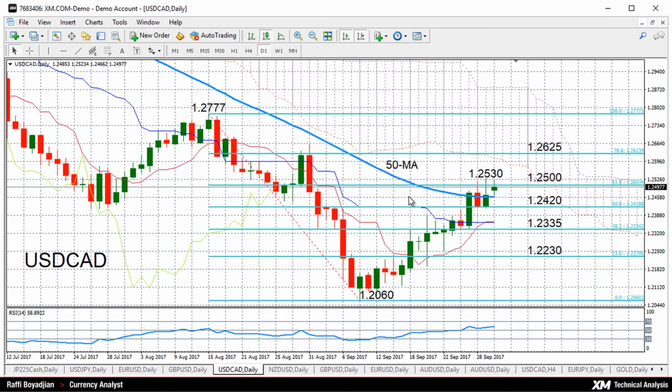And finally, let's look at USDCAD. We did have a more than 2-year low of 1.2060 back at the beginning of September. We are seeing an upside correction now to that downtrend. Prices have managed to climb above the 50-day moving average, but they are now finding resistance at the 61.8% Fibonacci retracement of the down leg from 1.2777 to 1.2060. So there is a strong resistance around the 1.25 handle.